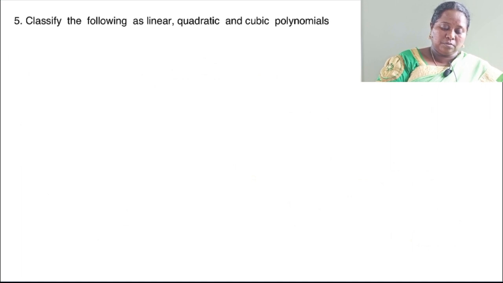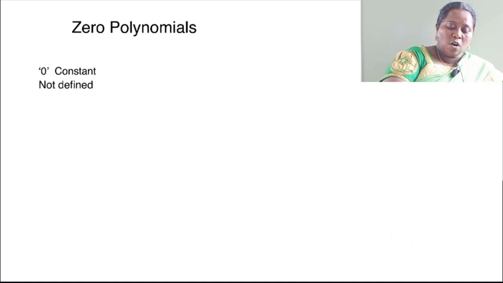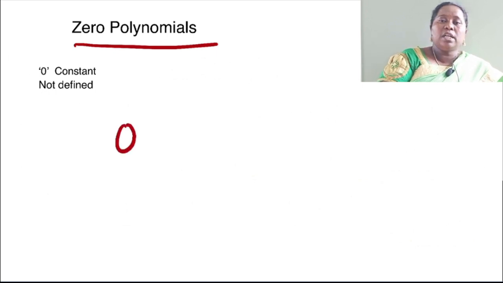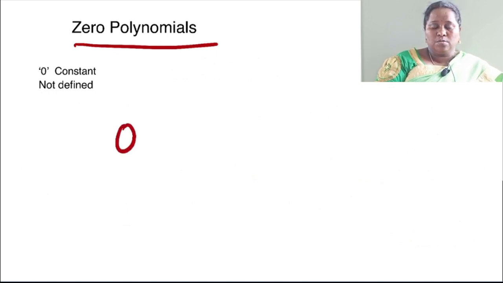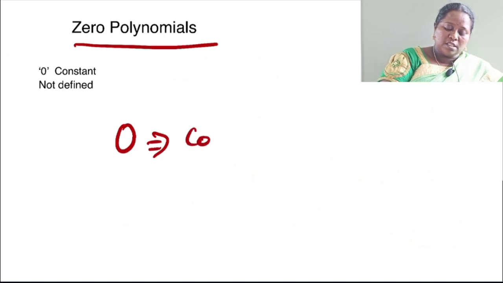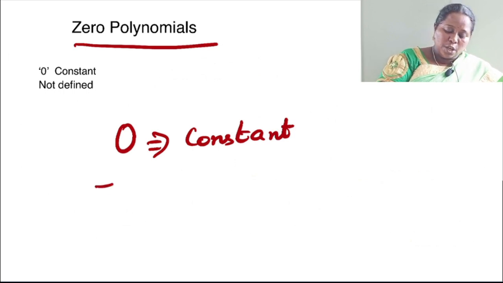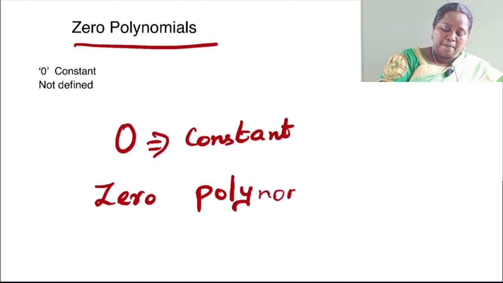Can you get the point? Then next, zero polynomial. What do you mean by zero polynomial? See here, if a polynomial has only one term, that is 0. 0 is a constant value. If there is no other term except 0, that is called the zero polynomial.